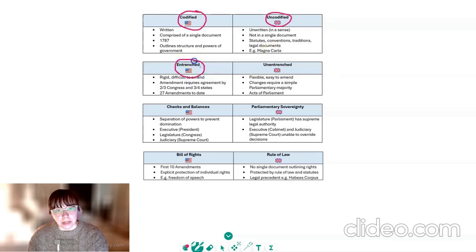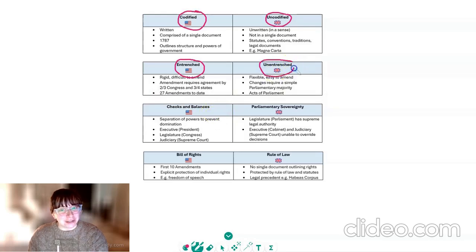That leads us into how the US Constitution, because it's in a single document, is very heavily entrenched. So it's very specific, it's rigid, it's difficult to amend. Any kind of amendment requires a supermajority, so a vote where 2/3 of Congress and 3/4 of states need to agree to it. It's very difficult to achieve, which is why only 27 amendments have been made to date.